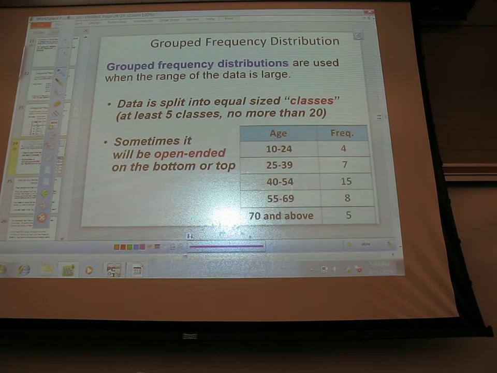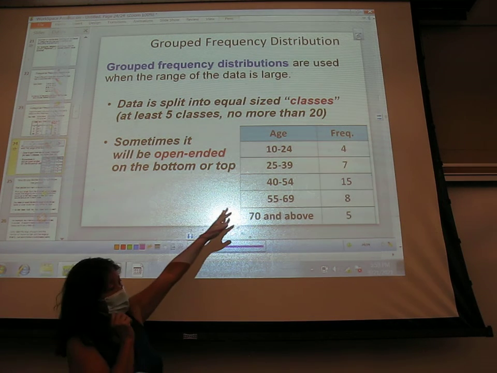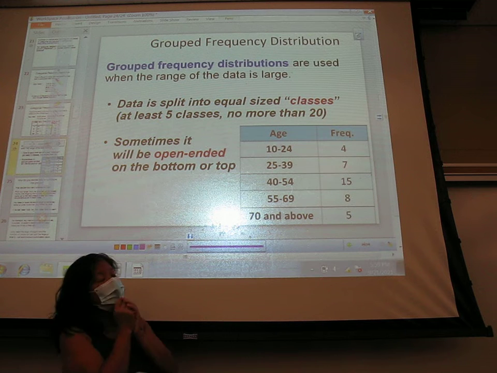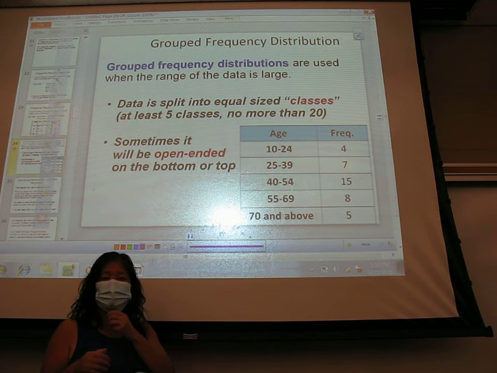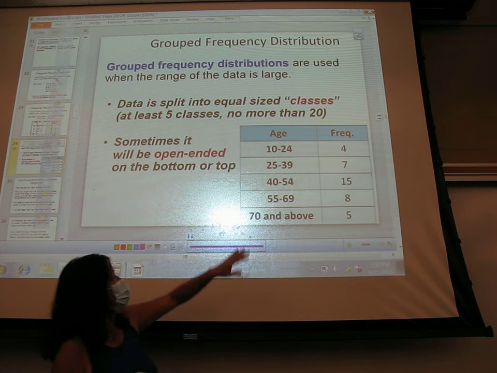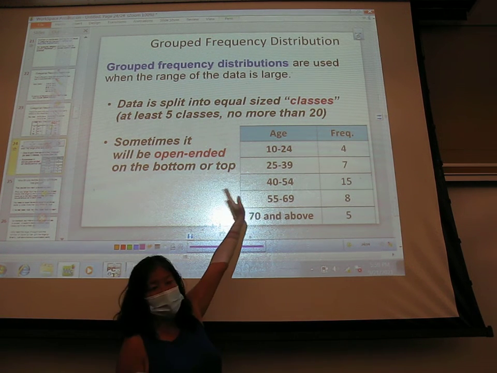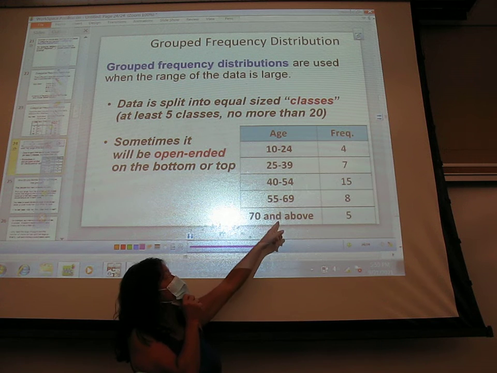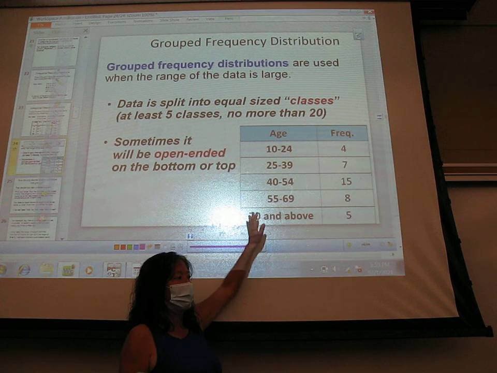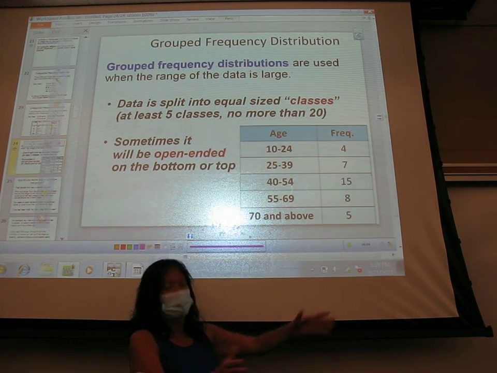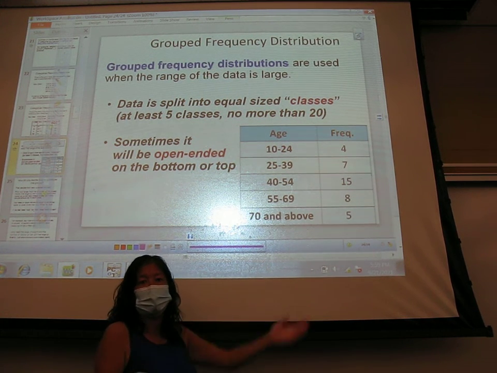So now we're going to talk a little bit about frequency distributions. It's used when the range of the data is large. You put them into classes, right? Classes should be the same size, but occasionally they might be open-ended on the top or the bottom. By open-ended, this is what I mean right here. You see how we have classes, and they're all 15 people in each class, but then at the bottom it's 70 and above. That's open-ended. It goes on and on forever, 70 and up.